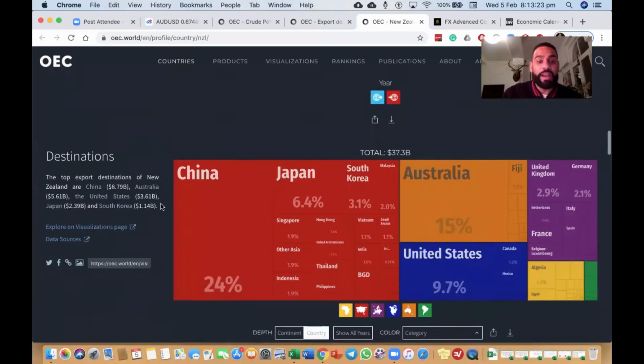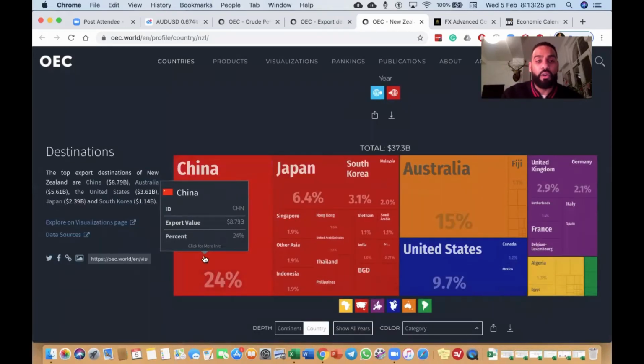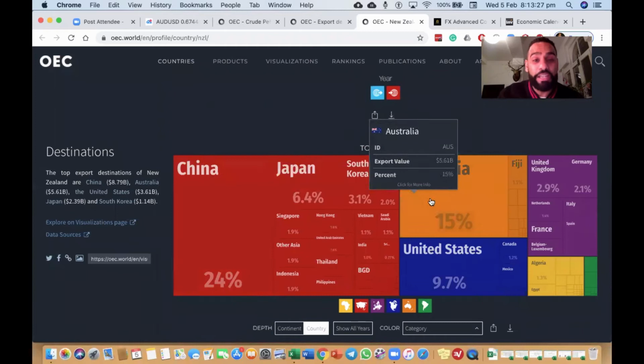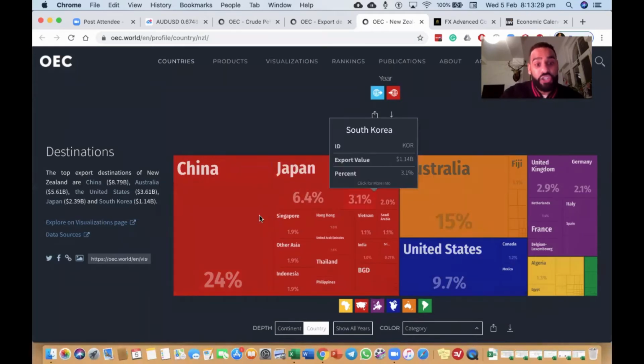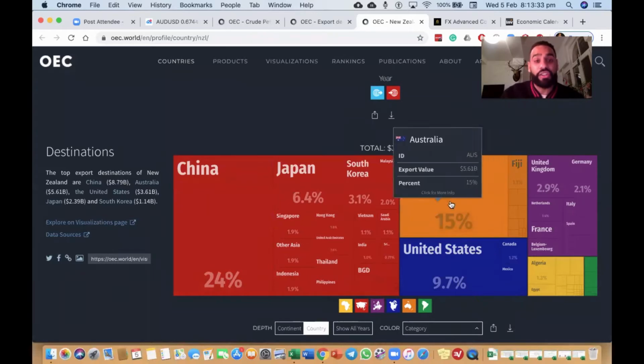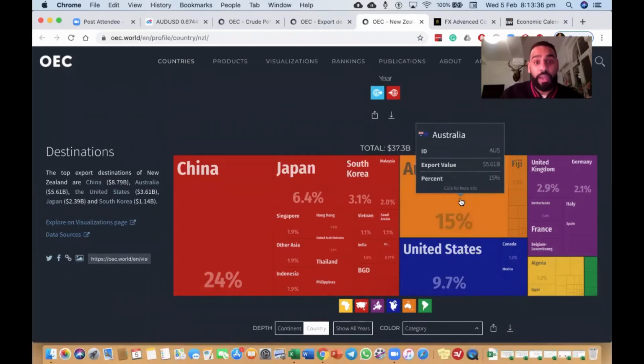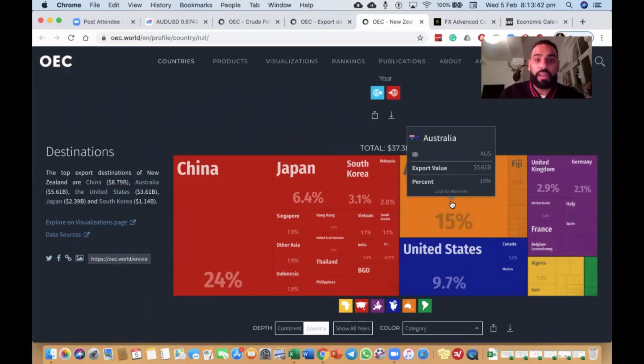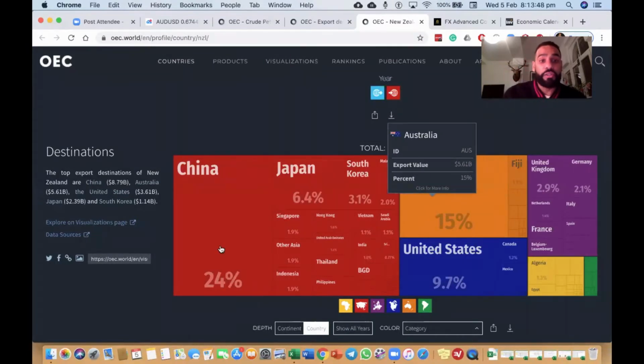So if China's buying 24% of all of New Zealand's exports and Australia's buying 15%, then if China's slowing, you automatically now know from the last analysis we just did that Australia is slowing. And if Australia is slowing and New Zealand is exporting 15% to Australia, then this means that two of New Zealand's biggest export markets are now going to be affected because of China slowing.